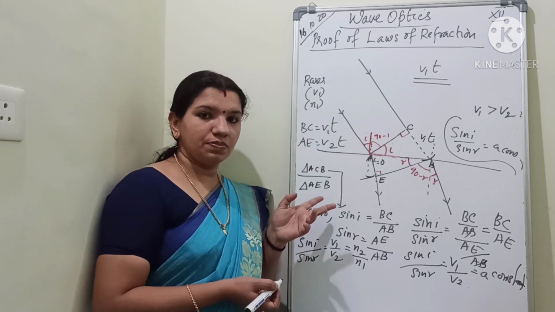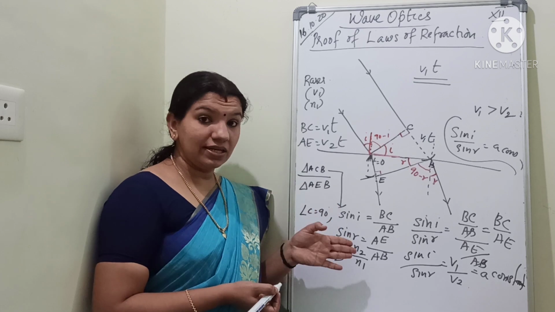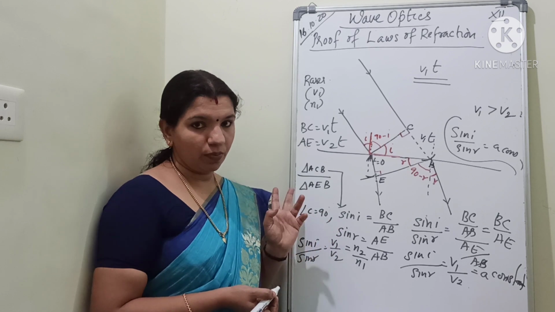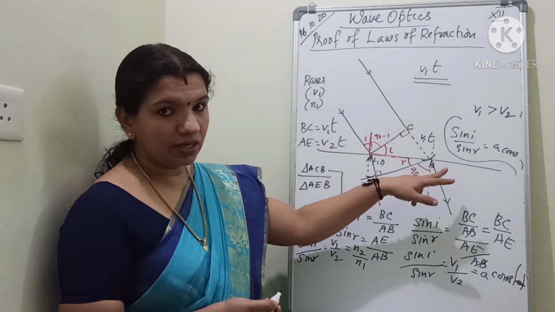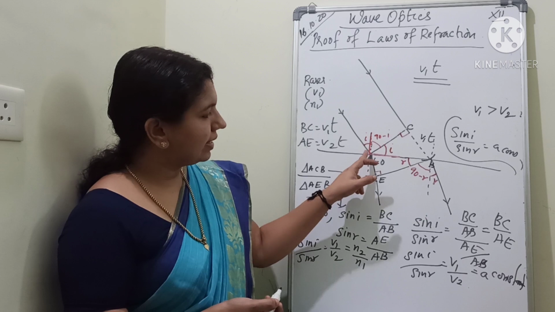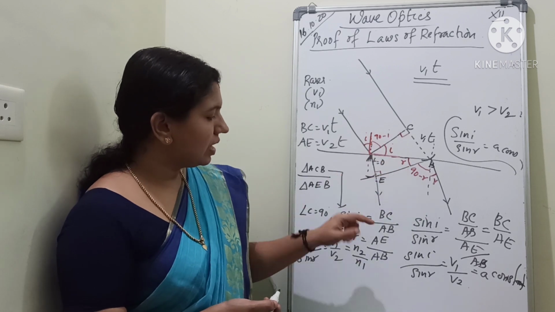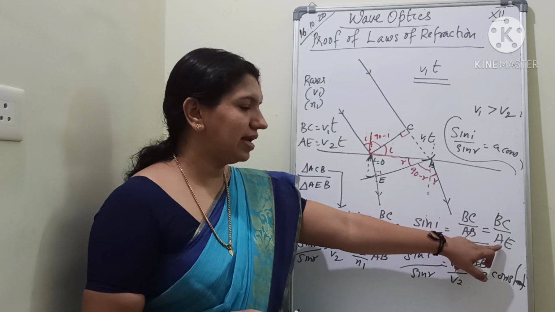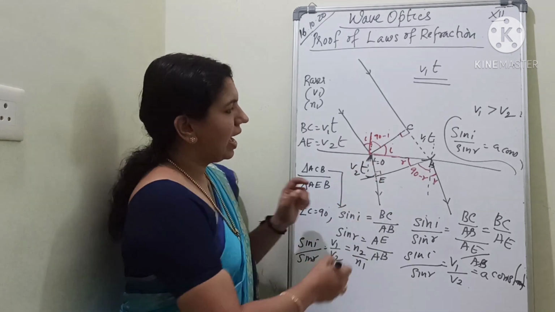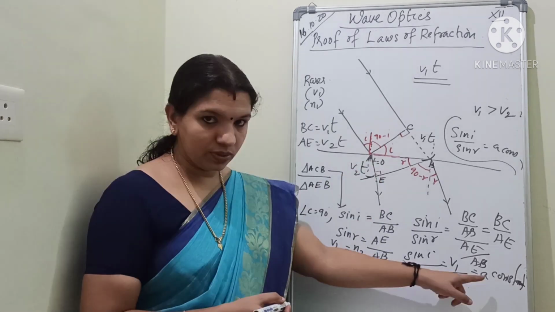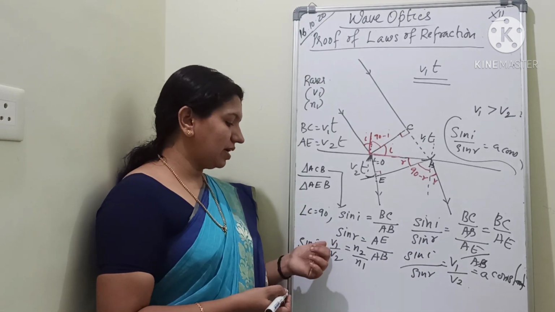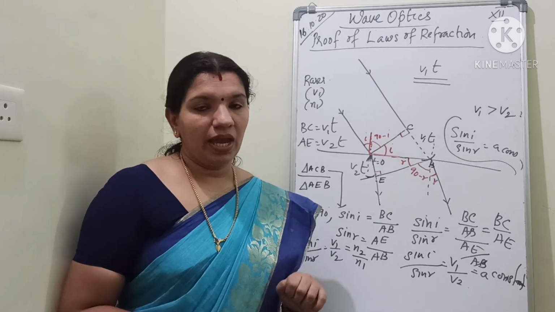The next law is the same as before: the incident ray, refracted ray and the normal lie on the same plane. Here once again the construction you understood, then moving to the angles. Angles are also the same as in the laws of reflection. After that you take sin i and sin r from these two triangles, then take the ratio BC and AE. AE is V2 T and BC is V1 T, so V1 by V2 is a constant. So sin i by sin r is V1 by V2, which is a constant. In terms of refractive index, sin i by sin r is equal to V1 by V2, which is N2 by N1.